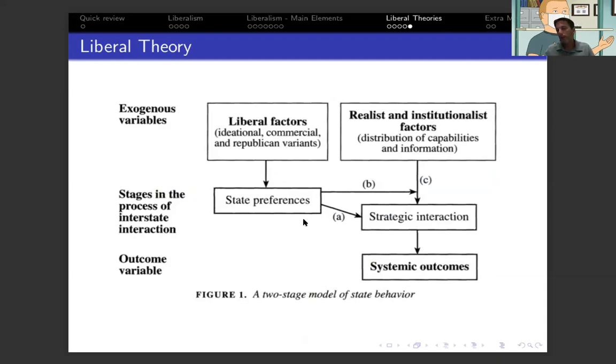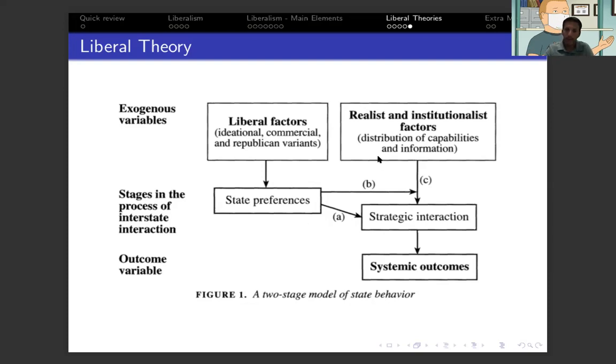At the same time, there are also other factors that affect the behavior of states. Those are what we know from previous weeks, the realist factors. I'll put the institutional factors aside for now because we're not talking about them so much. That's the distribution of power and the distribution of capabilities. Eventually, according to his model of state behavior, those two factors work together to affect the strategic interaction phase, in which states bargain with other states in the international system.